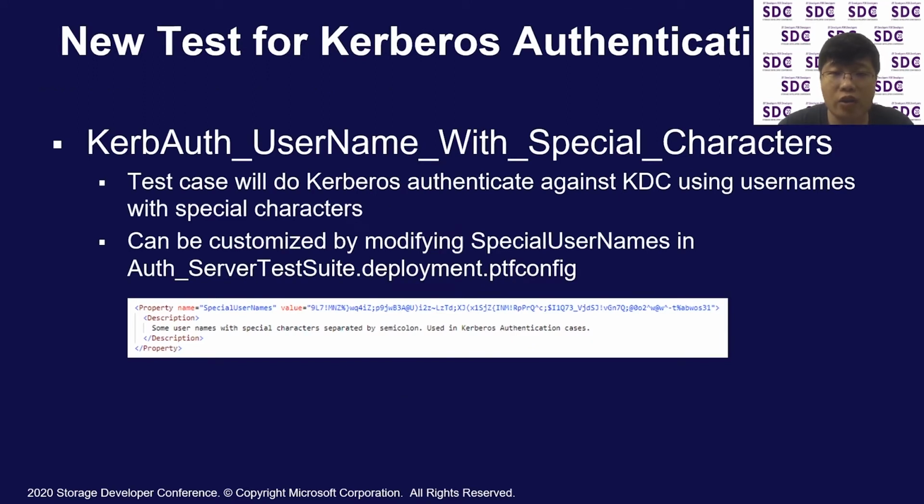Besides chain compression, we also added a new test case for Kerberos authentication. This test case will cover the scenario where there are special characters inside the username during Kerberos authentication. If you want to customize the usernames, you could change the value of special username in the PTF config files for auth. It is possible to specify multiple usernames. You need to separate them by semicolons. That's all of what's new part of FileServer test suites.